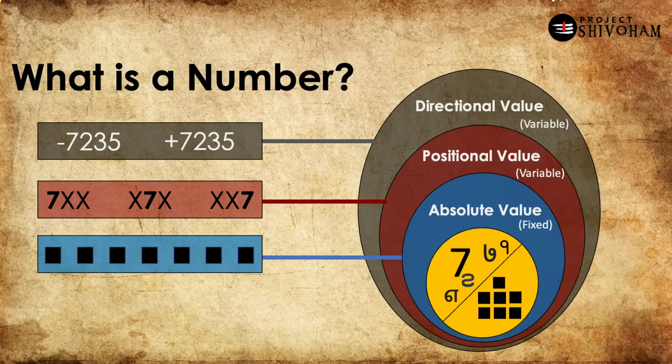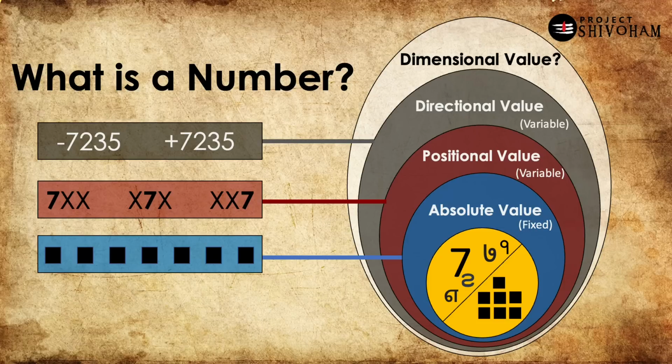The absolute value, positional value and directional value, all three attributes define what a number is. But do we understand a number completely, or could there be another thing like dimensional value? That means as you transpose up into different dimensions, will there be any other attribute, just like a dimensional value, that would further deepen our understanding about numbers?